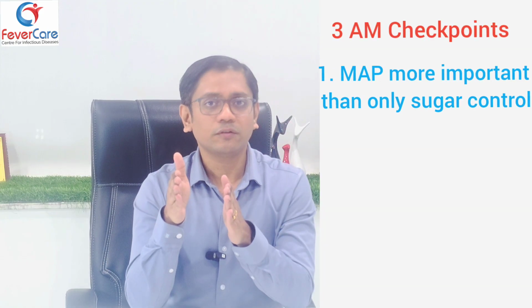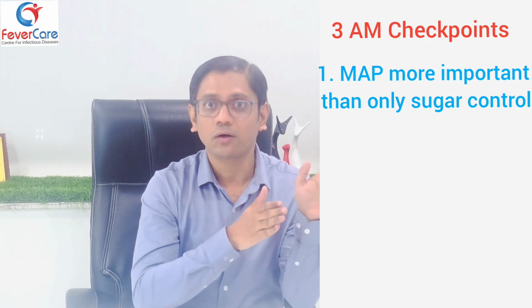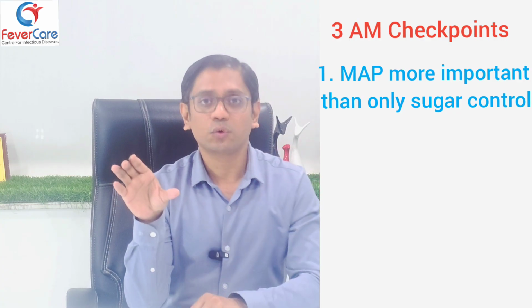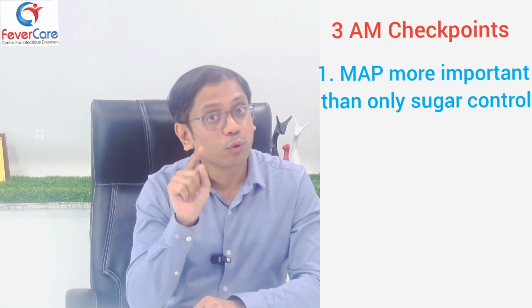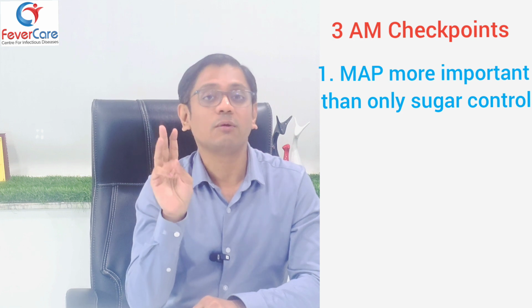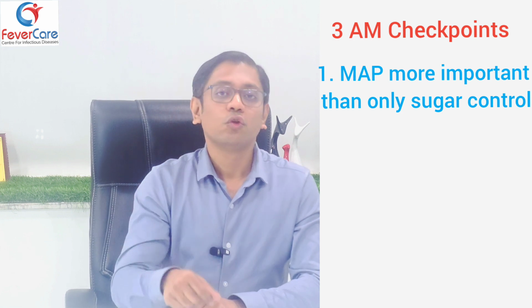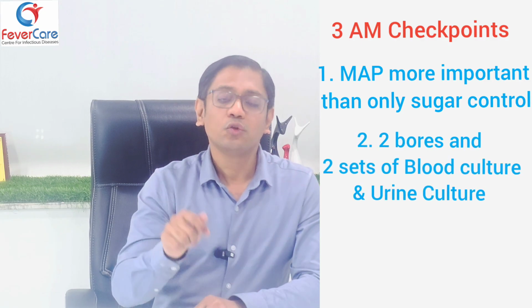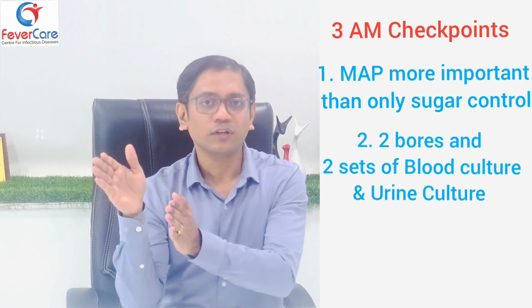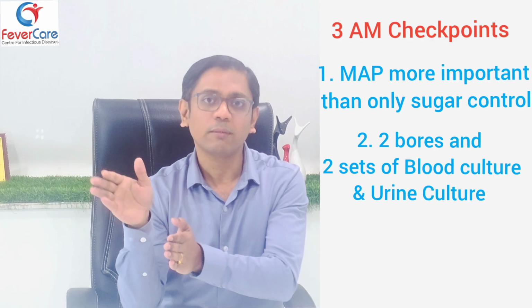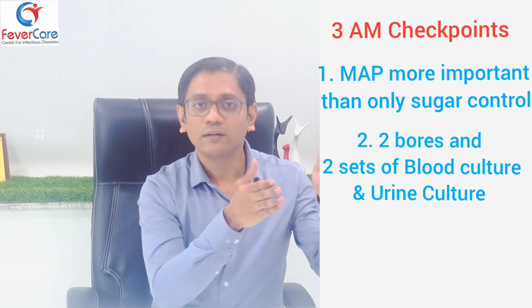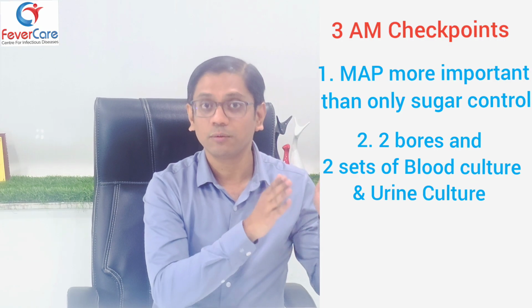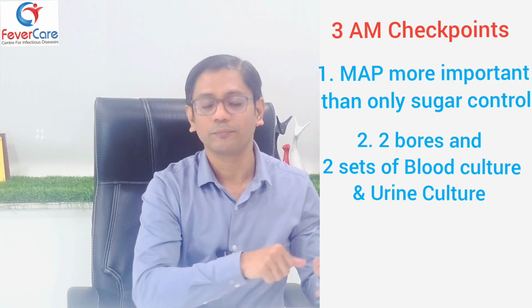So, our 3M checkpoint, first and foremost, even if the patient has diabetes, but if he has sepsis and septic shock, in addition to sugar control, what is more important is fluid management, maintaining the MAP and improving the tissue perfusion. So, second point, two bores and two cultures. So, have two accesses, one for giving things like insulin infusion and managing the sugars and other things, and the other for hydrating the patient well, improving the tissue perfusion and blood pressures well.